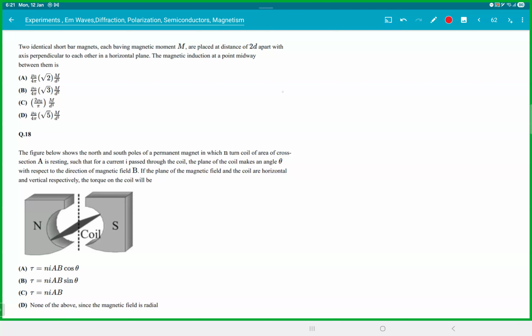Let me show you in case you didn't get it. So we have one magnet like this, north, south. He's saying the axes are perpendicular. So this is your magnetic axis. The other one is like this, north, south. And he's asking what is the field at this midpoint here. So for this left magnet, it will be the axial line formula, which is 2 mu naught by 4 pi, m by r cube. Distance is 2d, so that would be d and d.